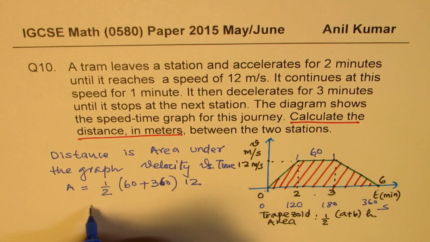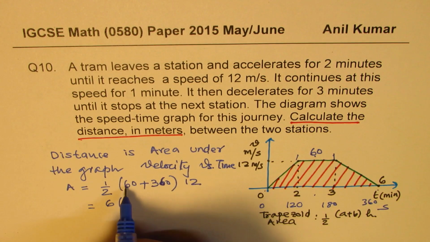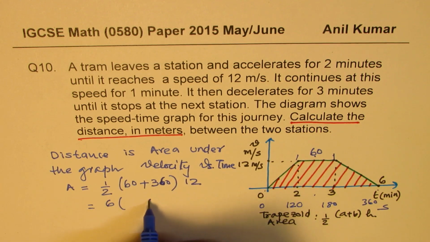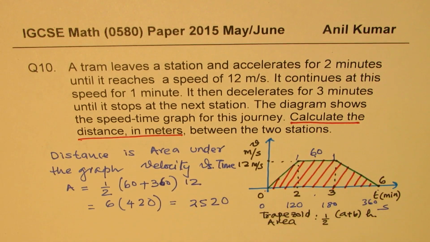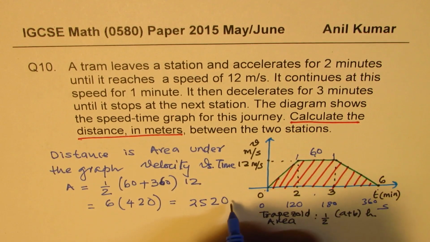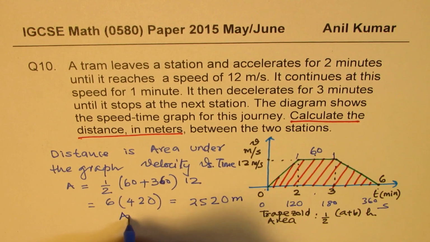So you can divide 12 by 2. You get 6 times and add these 2. So you get 420 times 6, which is 2520. So you get 2520 meters as the answer.